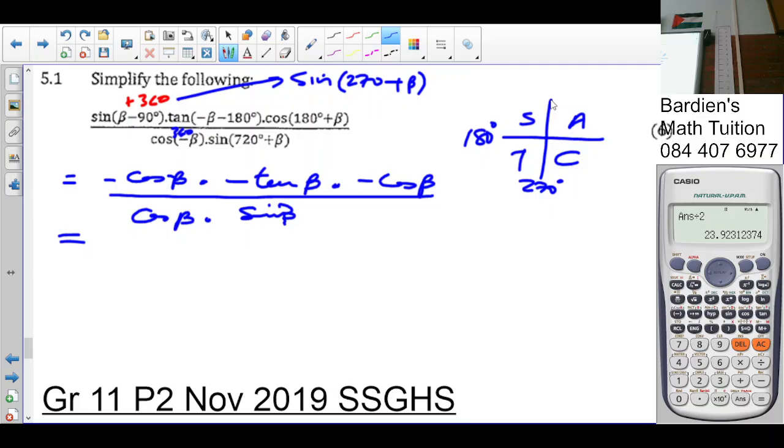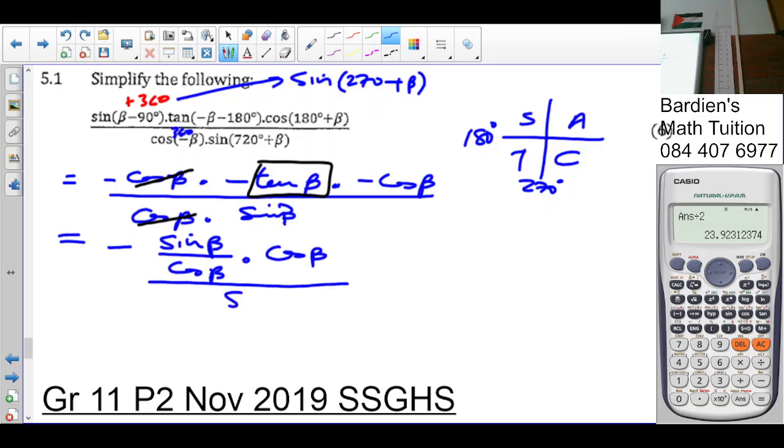So it's sine of beta. Negative times negative times negative is negative. Cos cancels cos. Tan can be written as sine over cos. So sine beta over cos beta times cos beta over 1, all over sine beta. So the cos is cancelled, and I'm left with negative sine beta over sine beta, which is negative 1.